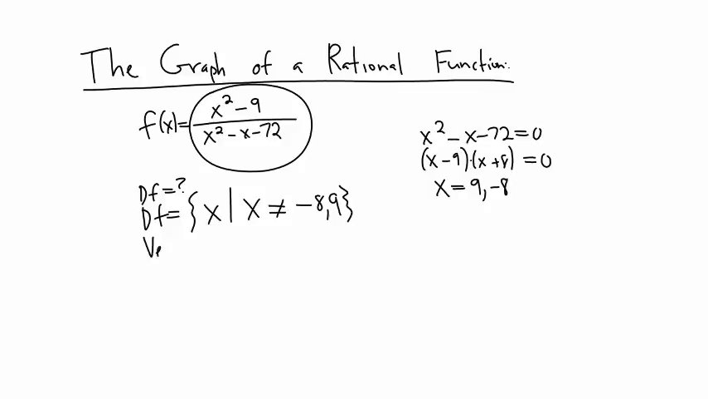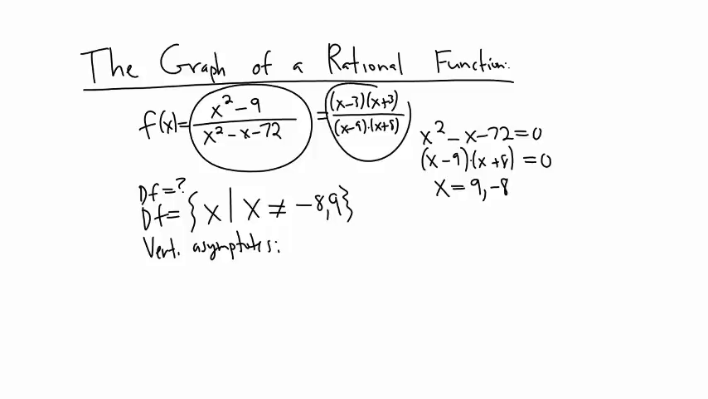What about vertical asymptotes? Are there any vertical asymptotes? To do this, we take our fraction and put it in lowest terms. Factor the bottom and top completely. They both factor here. And we see that there are no common factors. So in fact, the fraction was already in lowest terms.